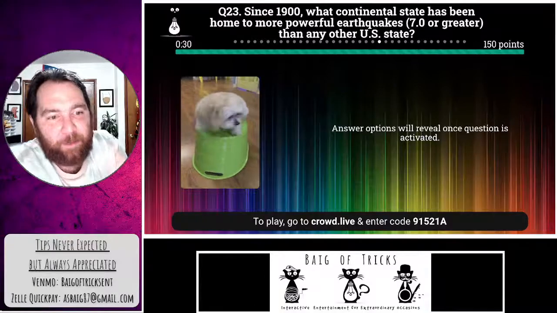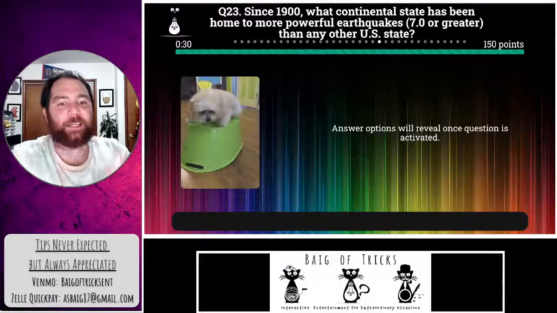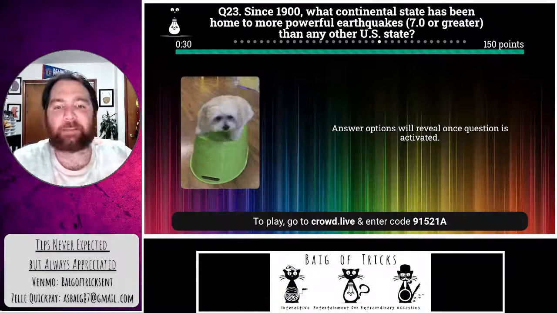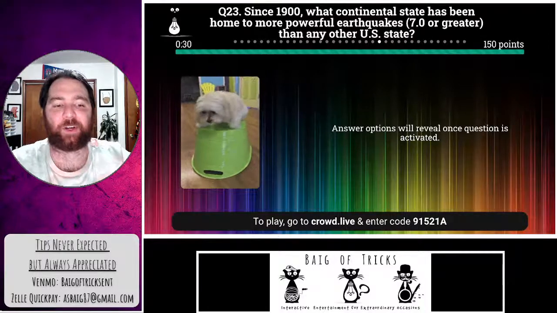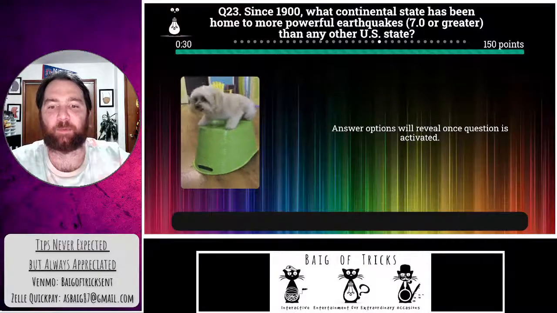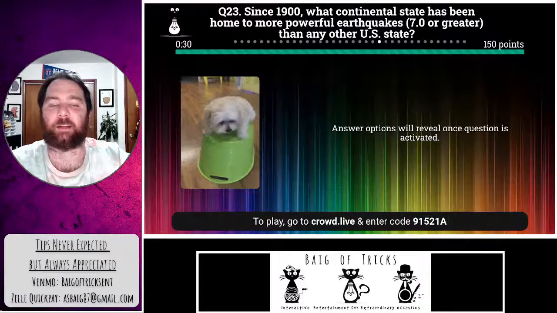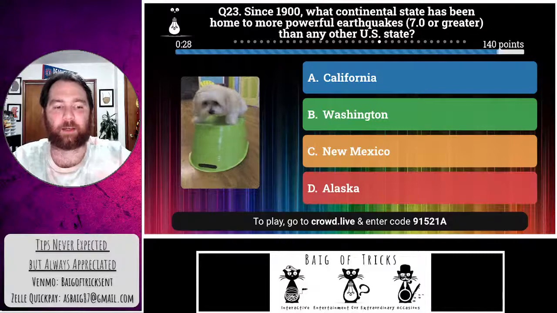A much better gift. Since 1900, what continental state, so not including Hawaii, has been home to more powerful earthquakes than any other U.S. state? Which of the following 4 states listed below has been home to more earthquakes of 7.0 magnitude or higher than any other U.S. state? Is it California, Washington, New Mexico, or Alaska?